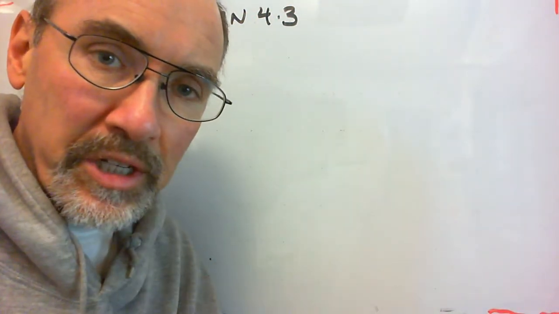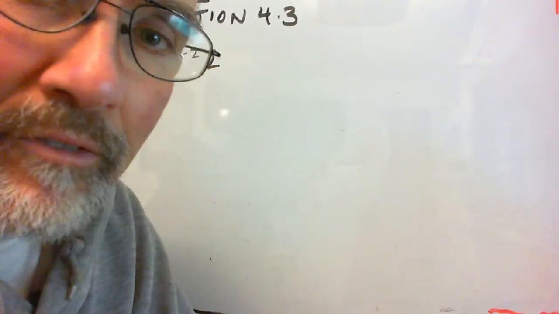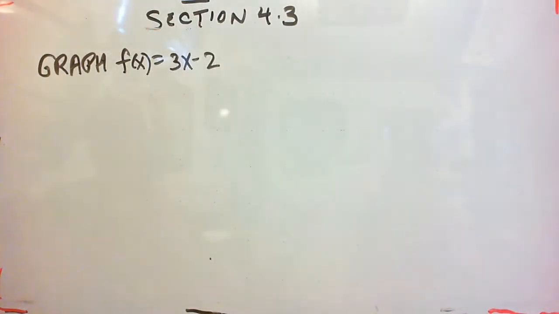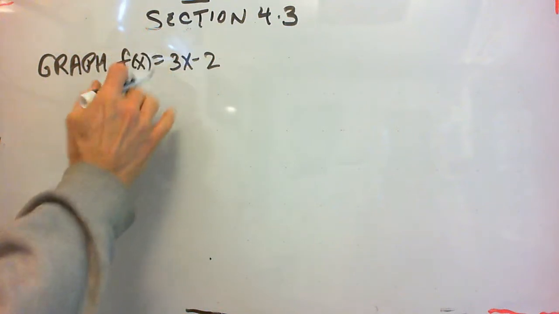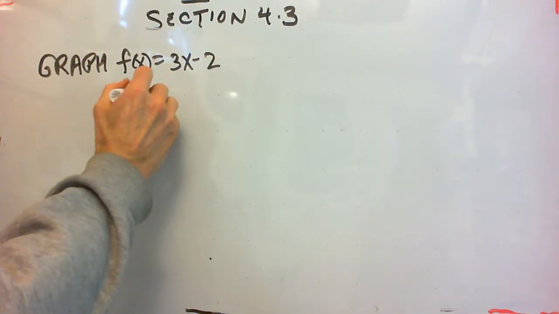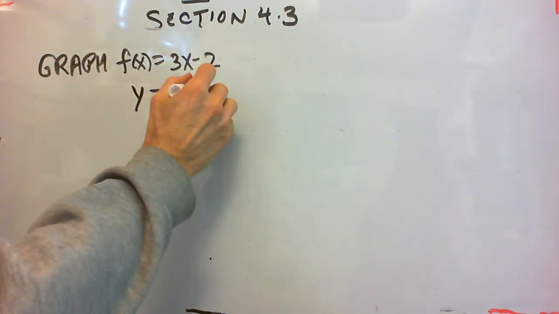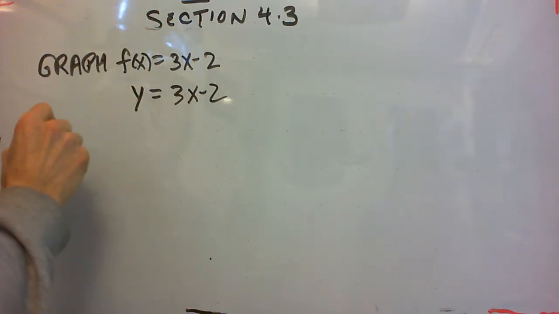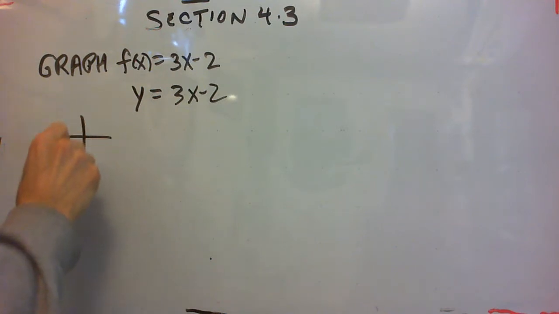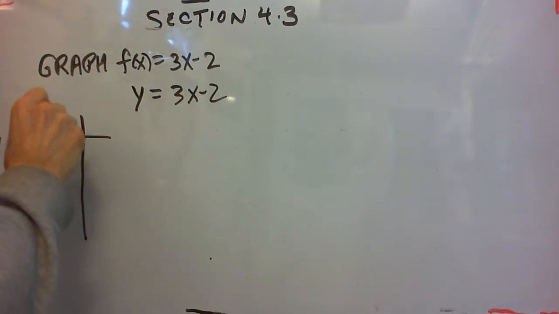Here's section 4.3, graphing functions. Okay, we're going to start with graph f of x equal 3x minus 2. This is like your number 1 in your homework. First of all, when you see f of x, you can replace this with y because it means the same thing. So then we're graphing y equal 3x minus 2.